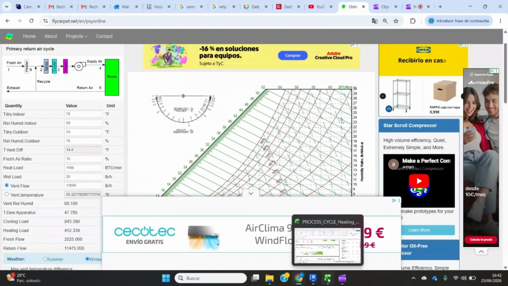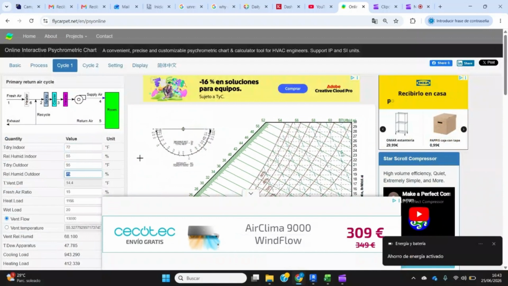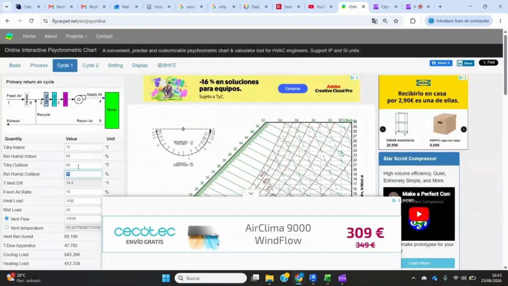If we do this for summer conditions, the indoor temperature, let's keep it 72 and 55. Those were the indoor conditions. The outdoor conditions are different. So outdoor conditions, we have 95. It can be quite warm because it's summer, and the relative humidity, I don't know, let's say 60. It's a hot, humid day, which is the worst conditions that we can have.